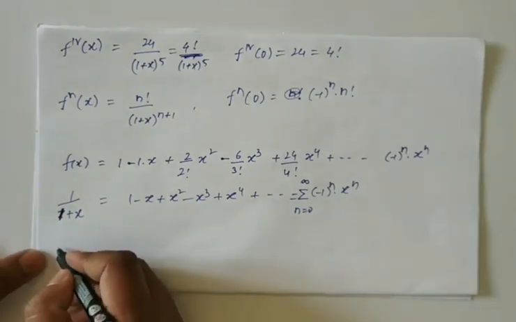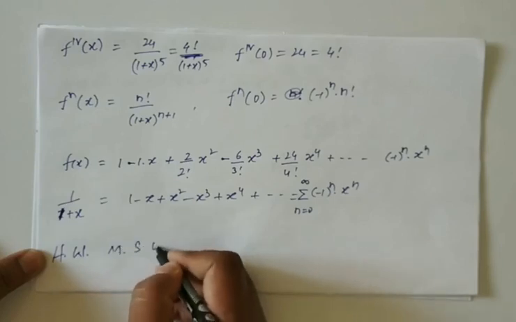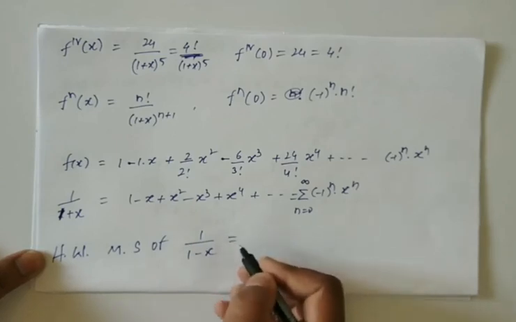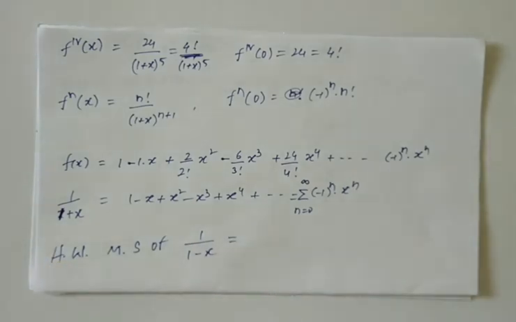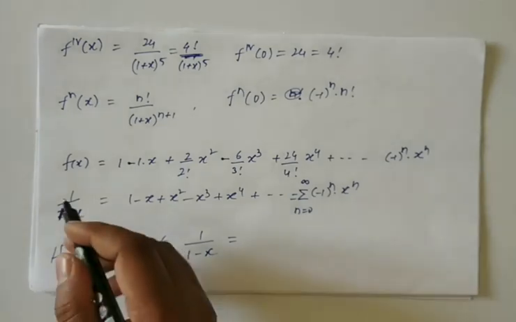Students, homework: tell me the Maclaurin series of 1/(1-x). Please think. For finding the Maclaurin series of 1/(1-x), you just have to replace x with -x in the Maclaurin series of 1/(1+x).